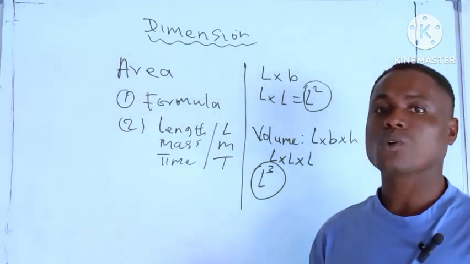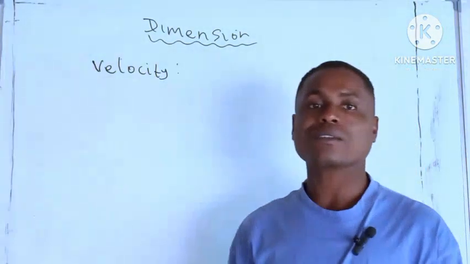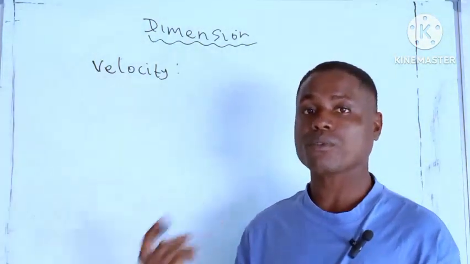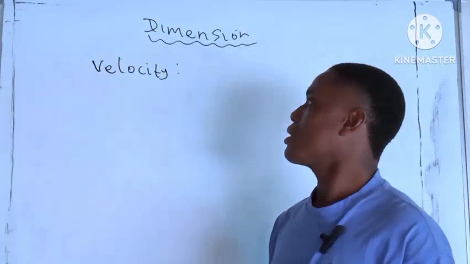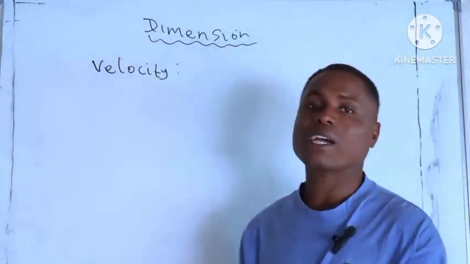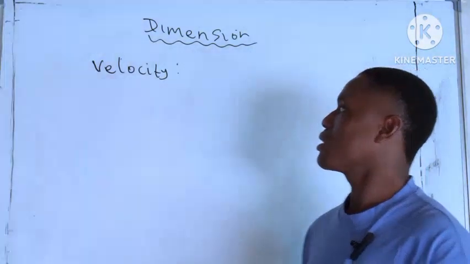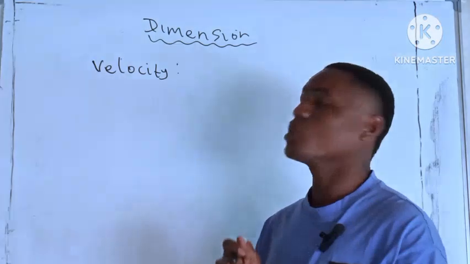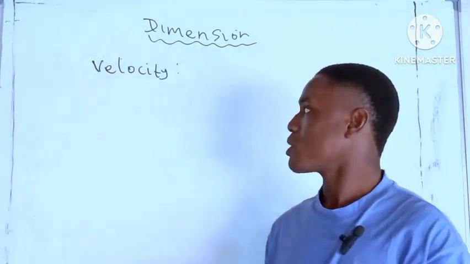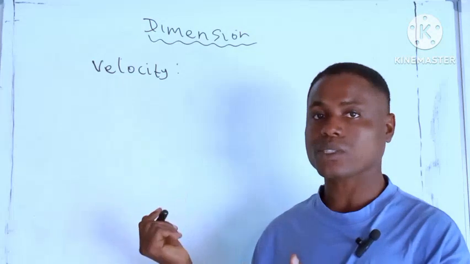Now let's move to more complex quantities. Let's say you are asked to find the dimension of velocity, right? I said the first principle is what? When you are asked to find the dimension of any particular quantity, the first thing that should come to your mind is the formula of that particular quantity, right?